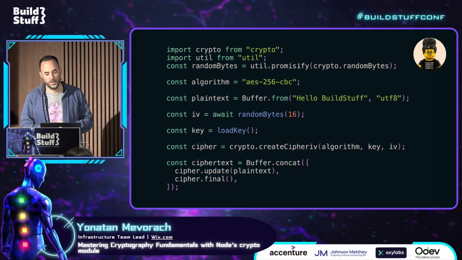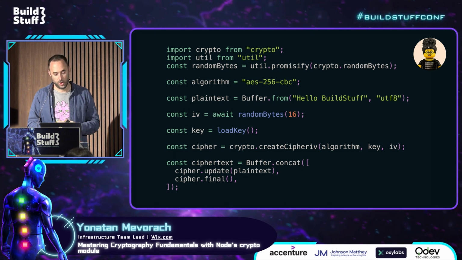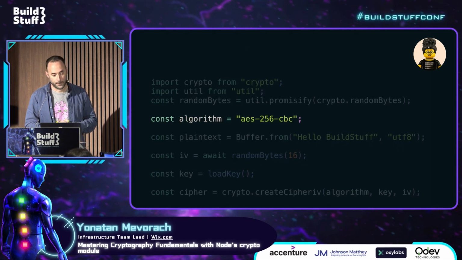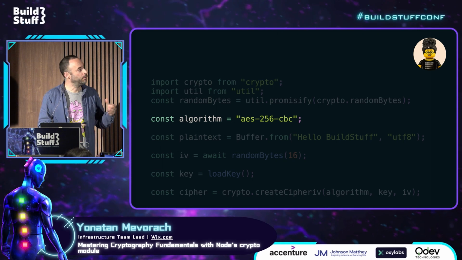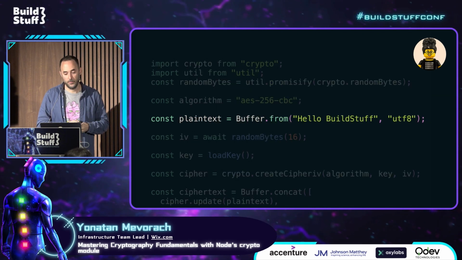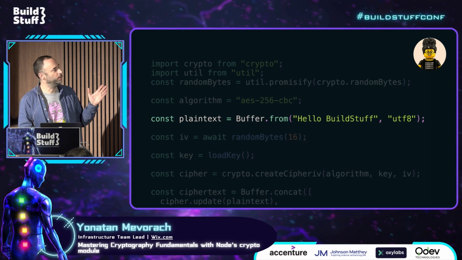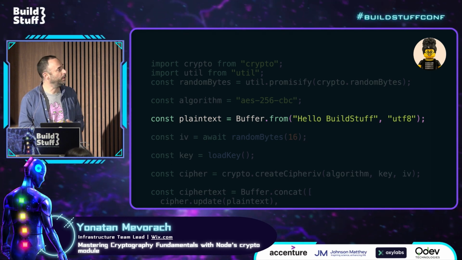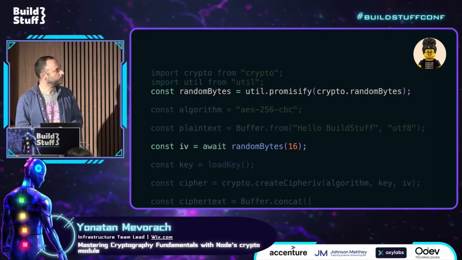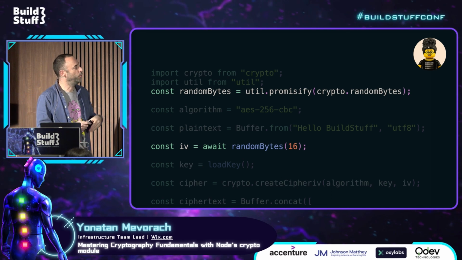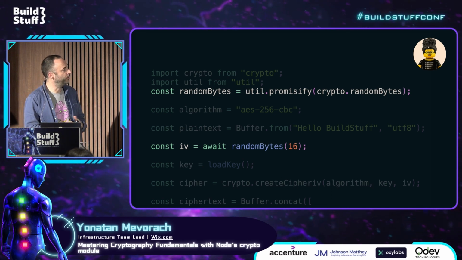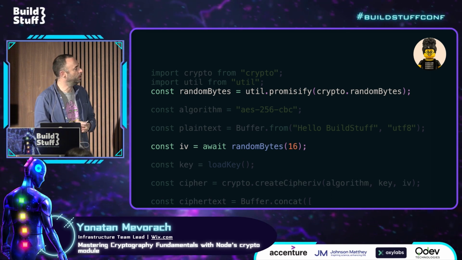So this is first Alice's encryption logic. So we have the algorithm, like we said. This is the name of the algorithm. The plaintext is not used as a string. It's converted into a buffer. We never use strings directly when we're doing cryptography. Then we have the random value generated for the IV using the random bytes function.